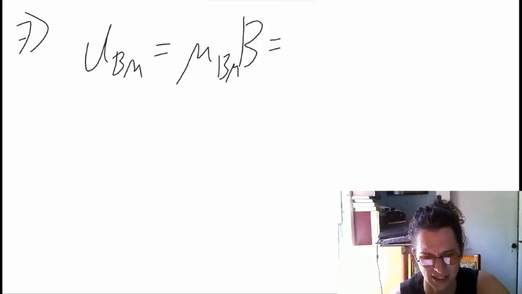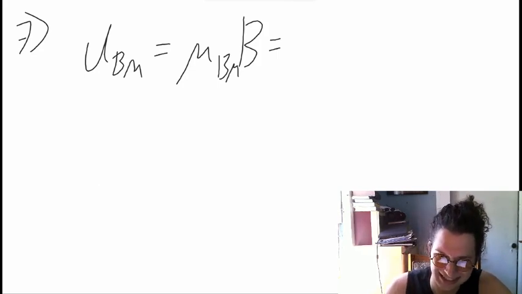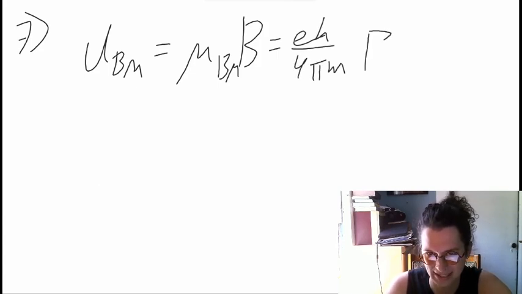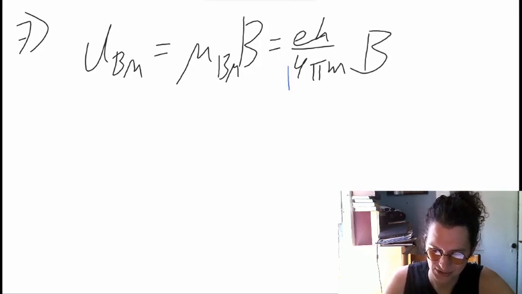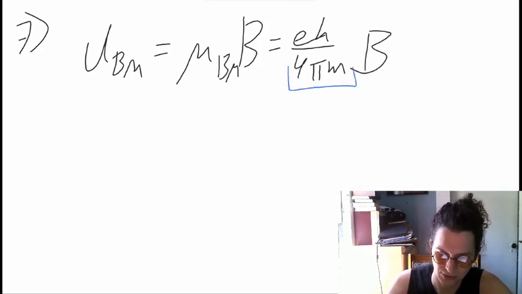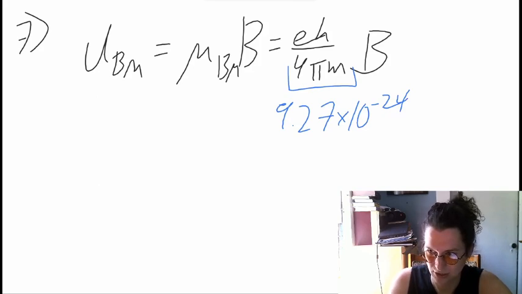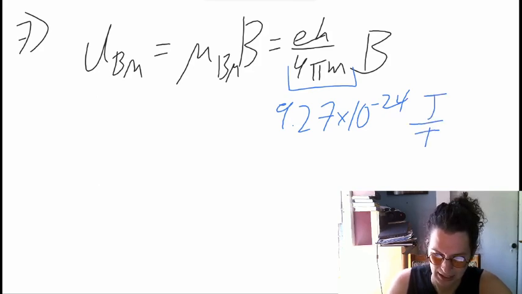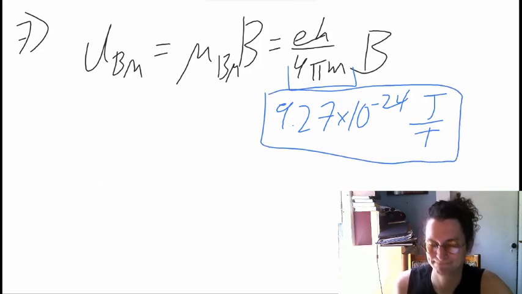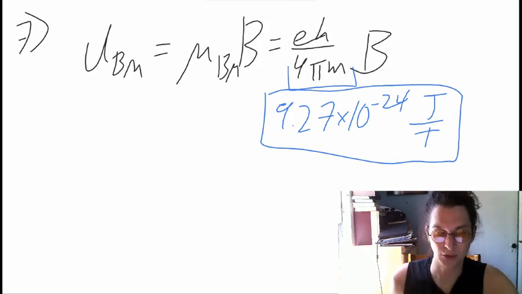And then the Bohr magneton has a constant value. It's eh over 4 pi m, and we have times the magnetic field. And in fact, because these are all constant, this is going to be equal to 9.27 times 10 to the negative 24th, and the units here are joules per Tesla. This is just the value of the Bohr magneton. Another way of saying this is that this is the dipole moment for an electron that is in a magnetic field that has some spin.